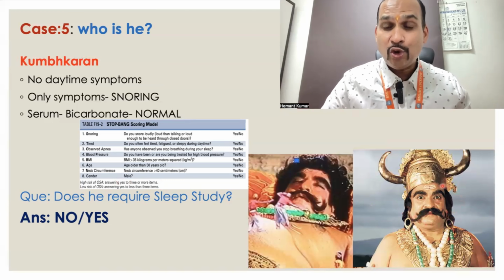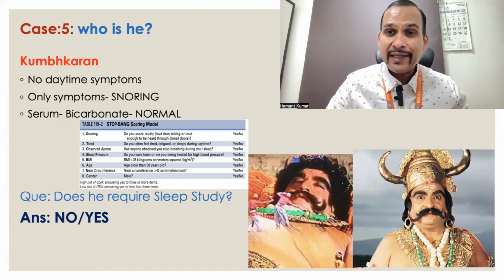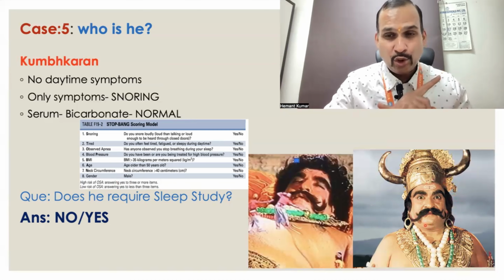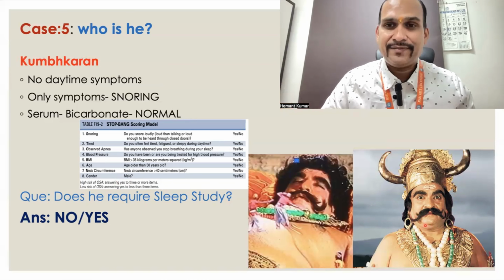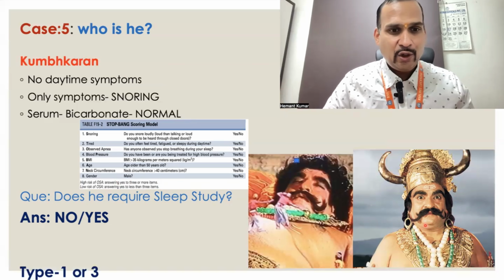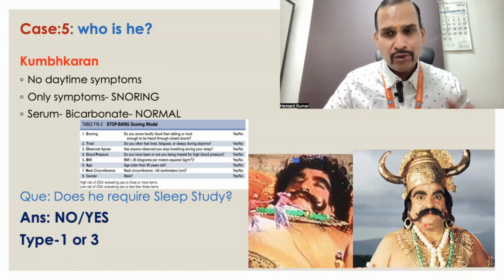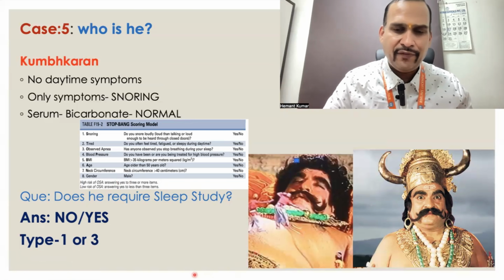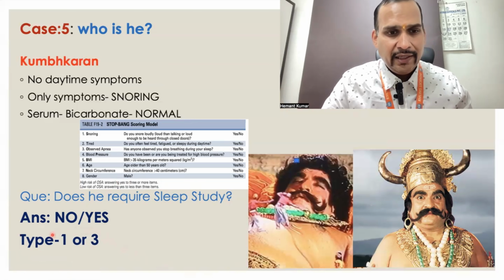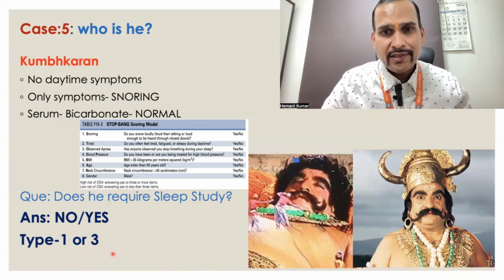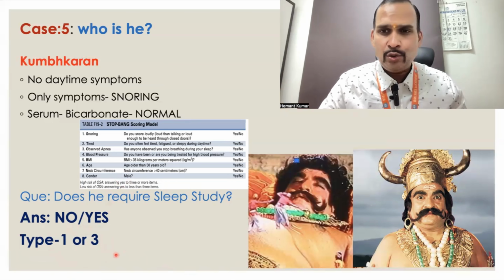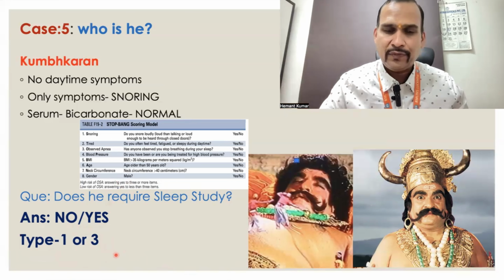He was having no comorbidity. He was happy like a normal person. Then you should not do a sleep study. Okay. So this is my honest answer for you. If you want to do a study, you can do any study, type 1 or type 3, because there is no comorbidity. So you need not do type 1. You can do type 3 also.